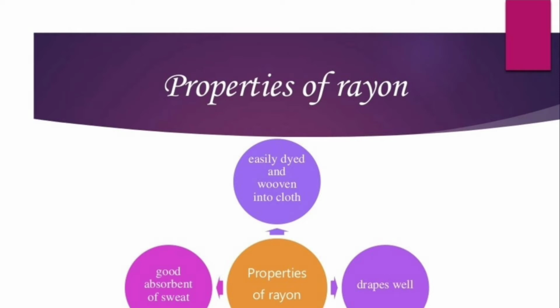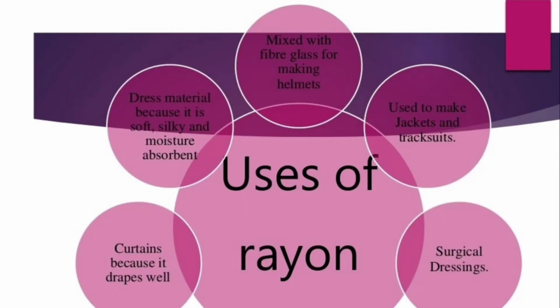So what are the properties of rayon? Rayon is easily dyed because it absorbs so much water, it is a good absorbent of sweat, and it drapes well. These are the properties of rayon. Then what are the uses of rayon? It is used in the textile industry and also for curtains, blankets, bed sheets, etc.